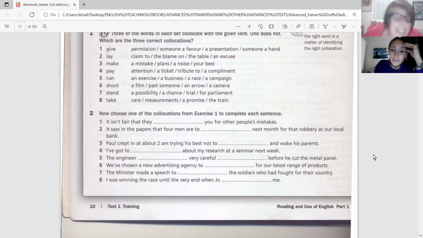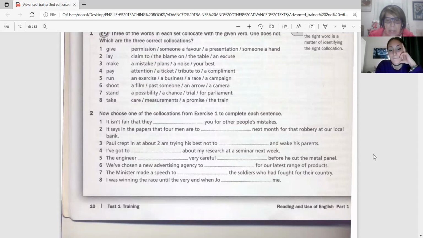Stand trial. Così com'è. It says in the papers that 4 men are to stand trial next month. Per cui stand trial è subire, noi diciamo subire un processo, vengono processati, lo diciamo proprio in modo diverso. Poi considera che il linguaggio legalese è proprio terrible. But stand trial vuol dire proprio essere processati. Saranno processati il prossimo mese. Are to stand trial.